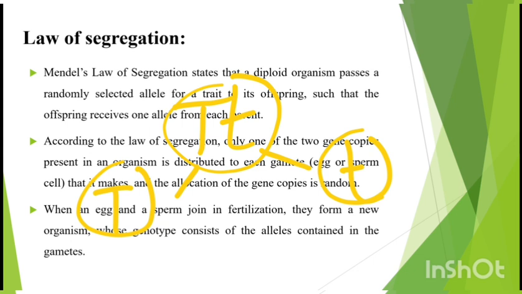That means in a diploid organism, two alleles are present together, but during gamete formation they segregate from each other. They are pure, they segregate from each other. So it is otherwise called the law of purity of gametes.